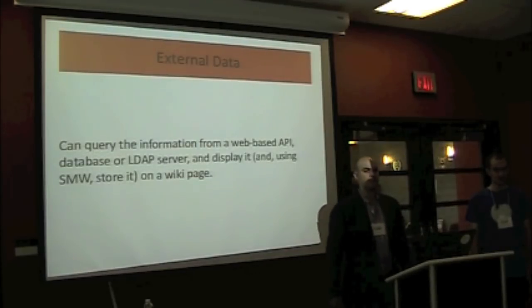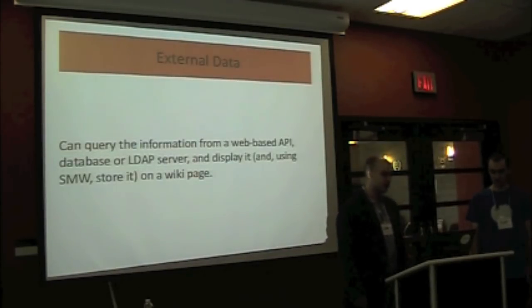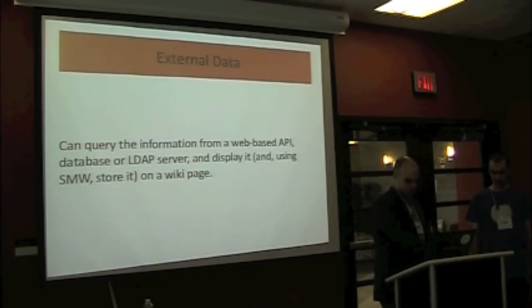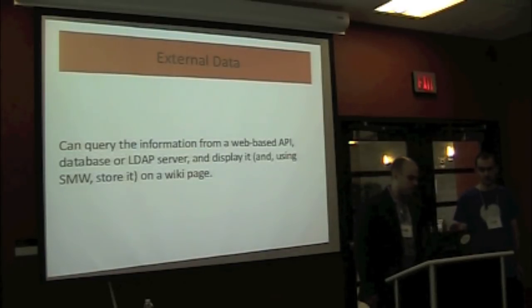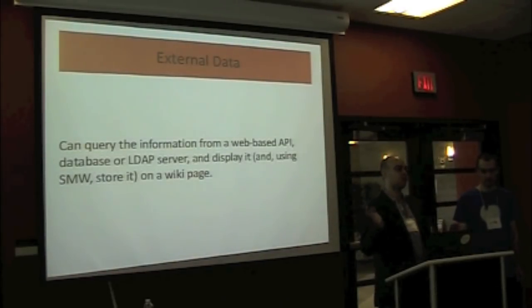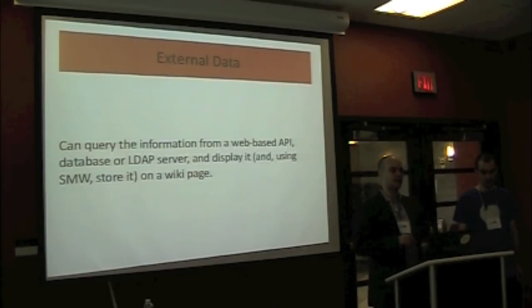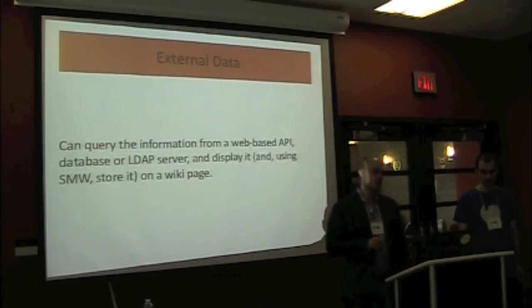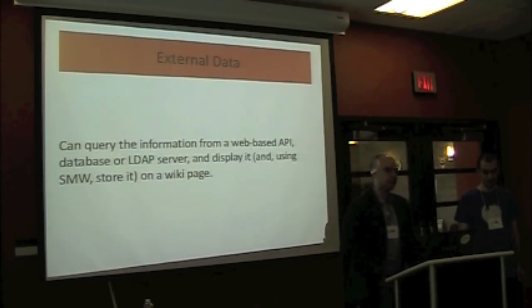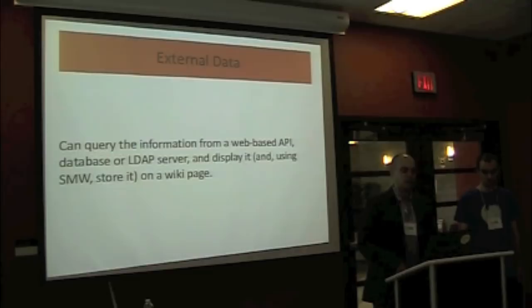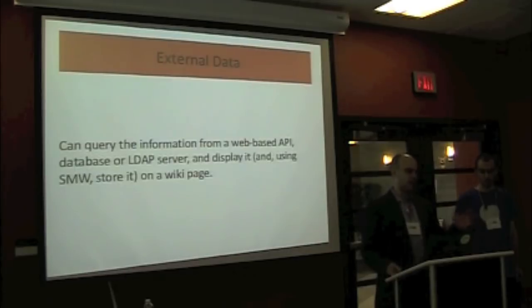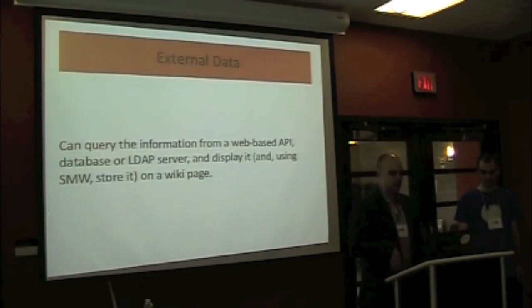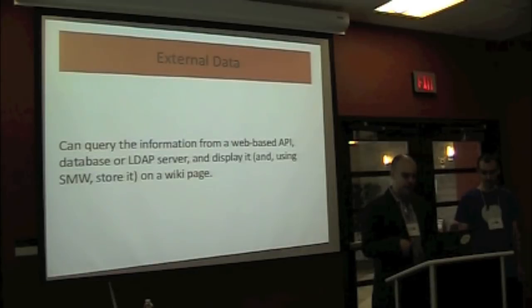The external data extension, we talked about this a little before in terms of data integration. There are different ways to import data, and the basic split is whether you want to import the data and have it live in the wiki, or whether you want to have it live somewhere else and just use it within the wiki. So if it's the latter, external data can help in a variety of contexts. If you have the data in a web-based API, or it's in a standard relational database, or an LDAP server, then you can query it and display it, and then you can store it in conjunction with Semantic MediaWiki.